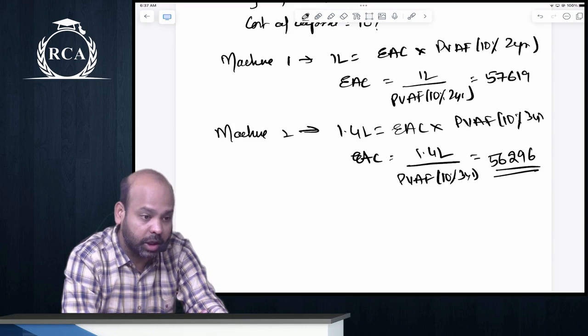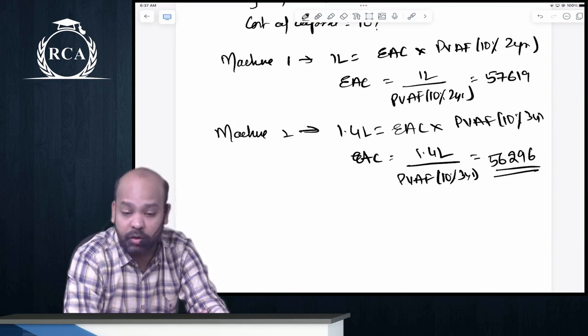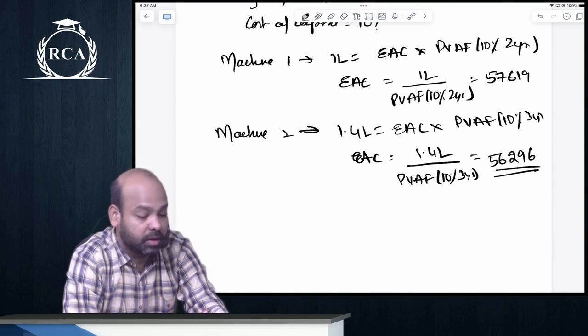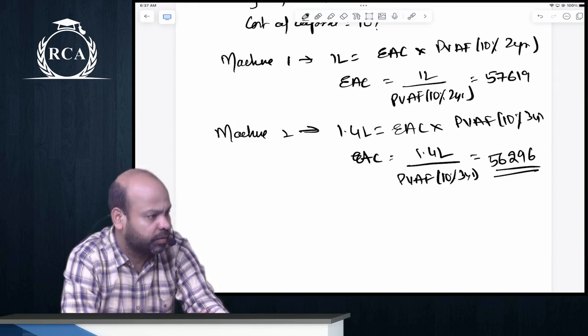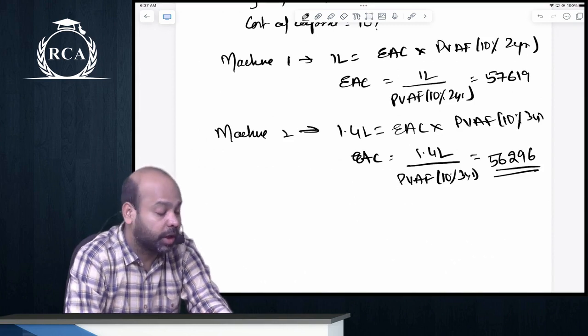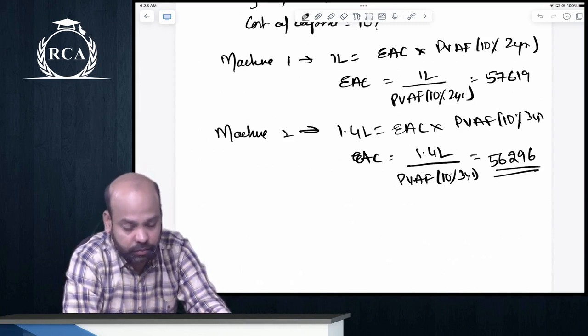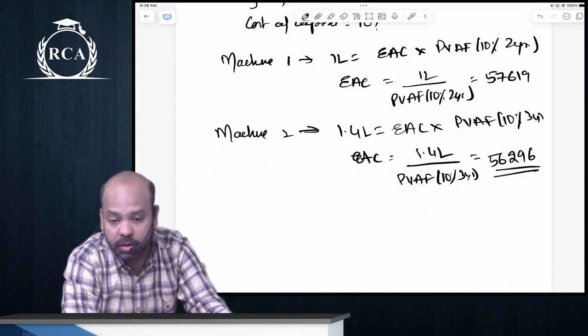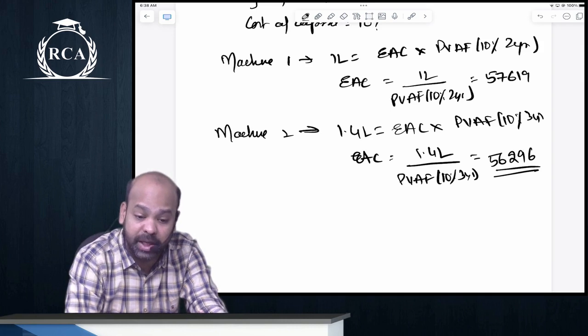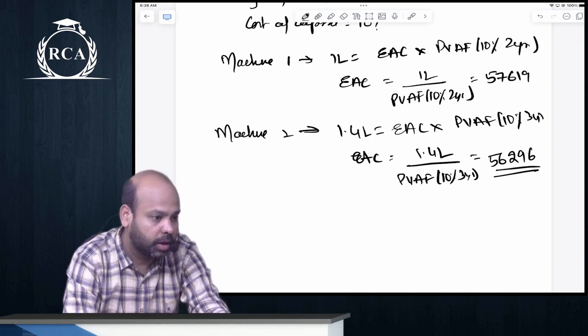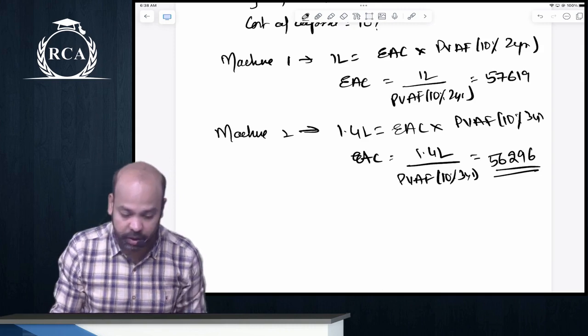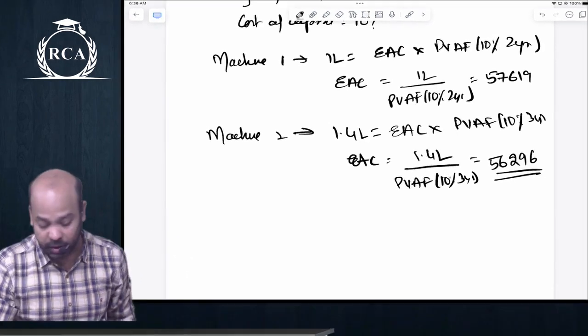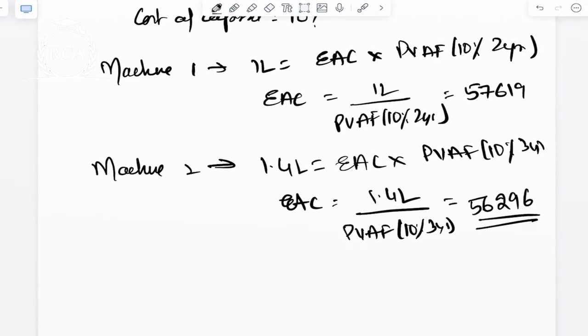Equated annual benefit. Why does effective keep coming up? In finance we say EIR, effective interest rate, but here it is equated annual benefit. How will you compute equated annual benefit? Write in brackets: EAB equals NPV divided by PVAF. Clear, guys? That is about equated annual benefit.